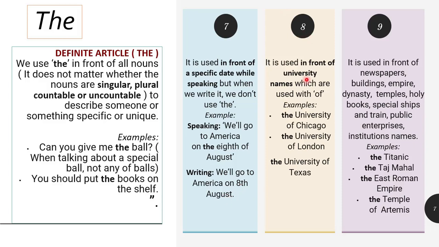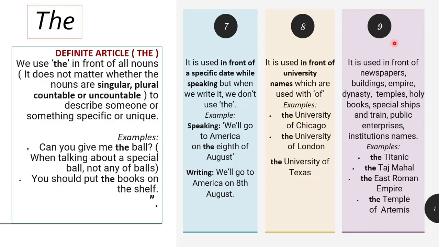Next, number 8. It is used in front of university names which are used with of. If there is of, automatically this is with the. Like the University of Chicago, the University of London, the University of Texas. So any kind of the University of, you can put the name. That is the structure.